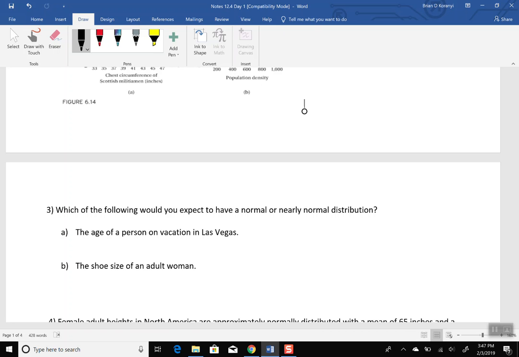Again, a lot of human characteristics are going to have a normal distribution. So the shoe size, there's going to be an average shoe size for women. Stores would stock this more often, and then if you have a really big shoe size, it's harder to find those shoes. There's only so many of them. The same thing on the other end. So the shoe size of an adult woman would probably be normally distributed or nearly normally distributed.